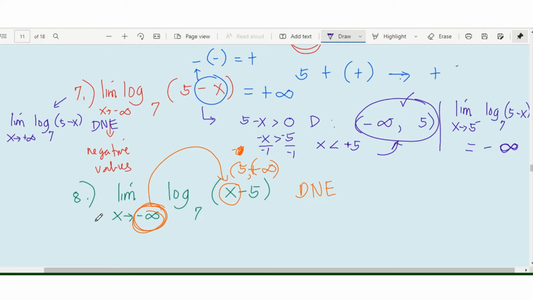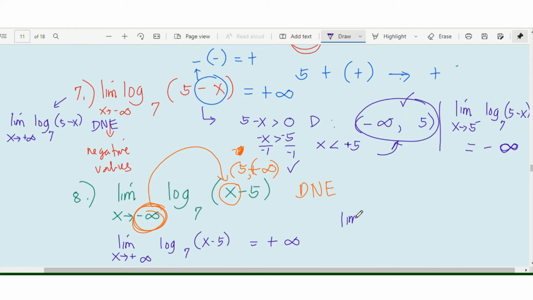So, ang tama dito sa number 8, DNE yung negative infinity. Ang ginagawa ng x na decreasing, hindi pwede kasi sabi ng domain, lahat ng numbers na nag-i-increase. No numbers that are decreasing. So, if you're going to get the logarithm of x minus 5 to the base 7, as x keeps on increasing, then your answer is positive infinity.